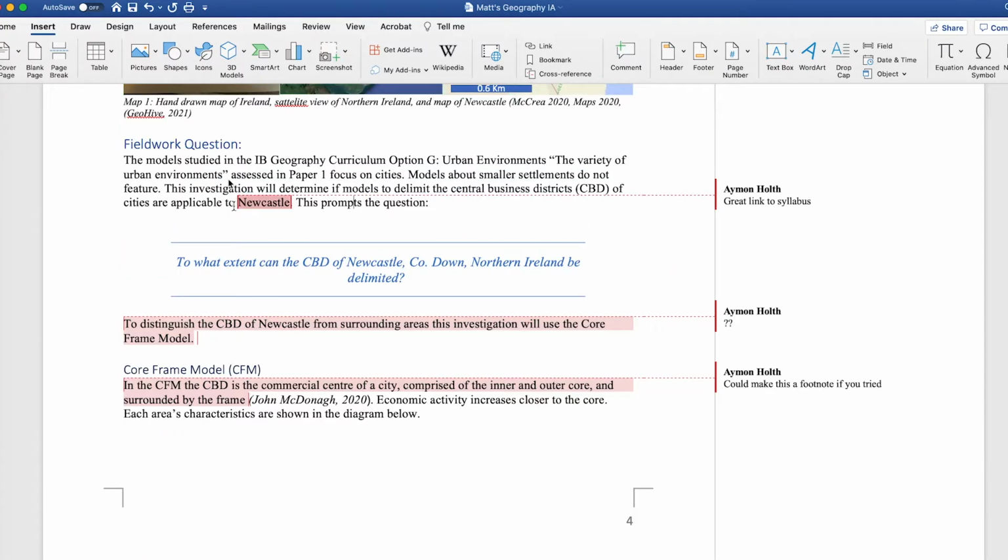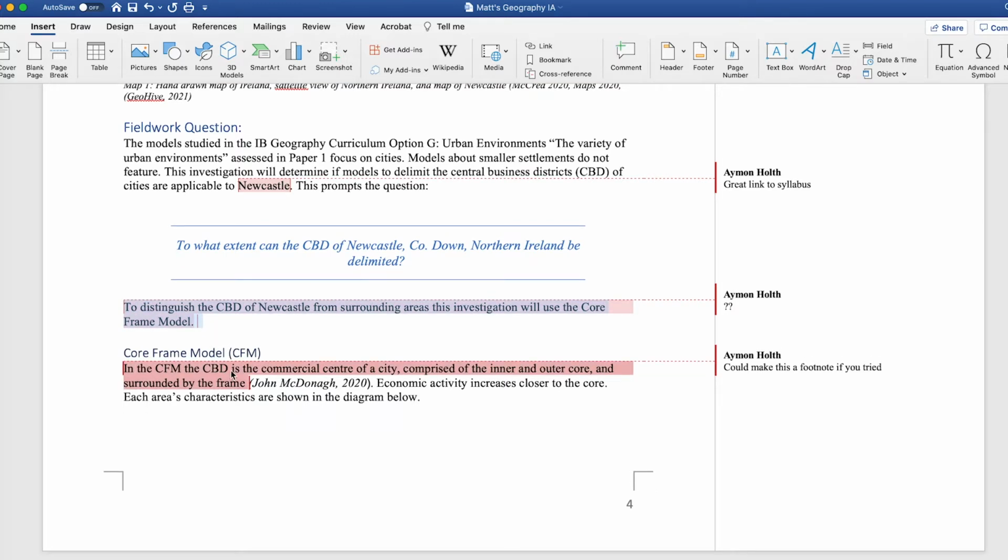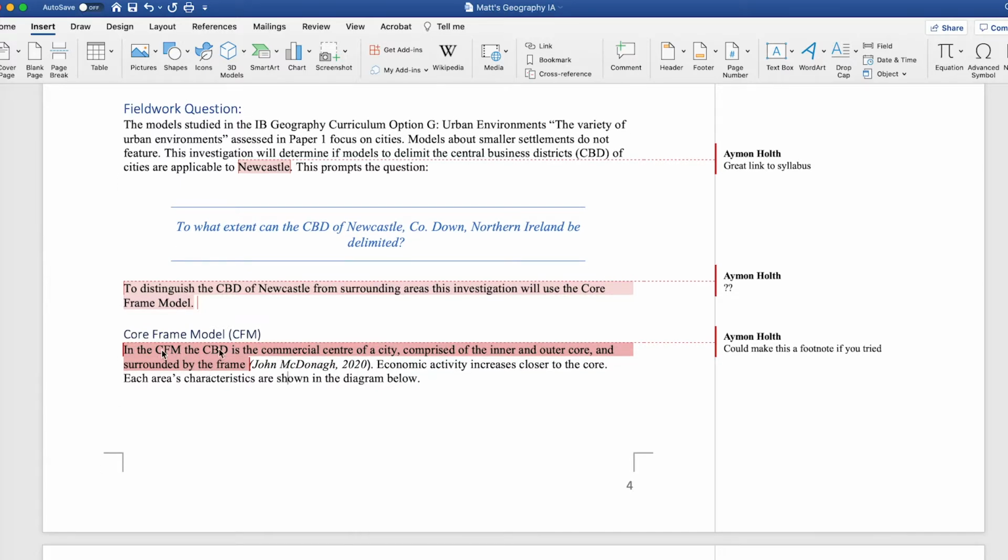Okay, so fieldwork question, very nicely done, nice question. Not exactly sure why you're repeating the question below it, but we'll talk to you later about that. And again, we can make a few things footnotes. For example, here in the core frame model, in the CFM, the CBD is the commercial center of a city comprised of an inner and outer core. This is the perfect thing you can put in a footnote.